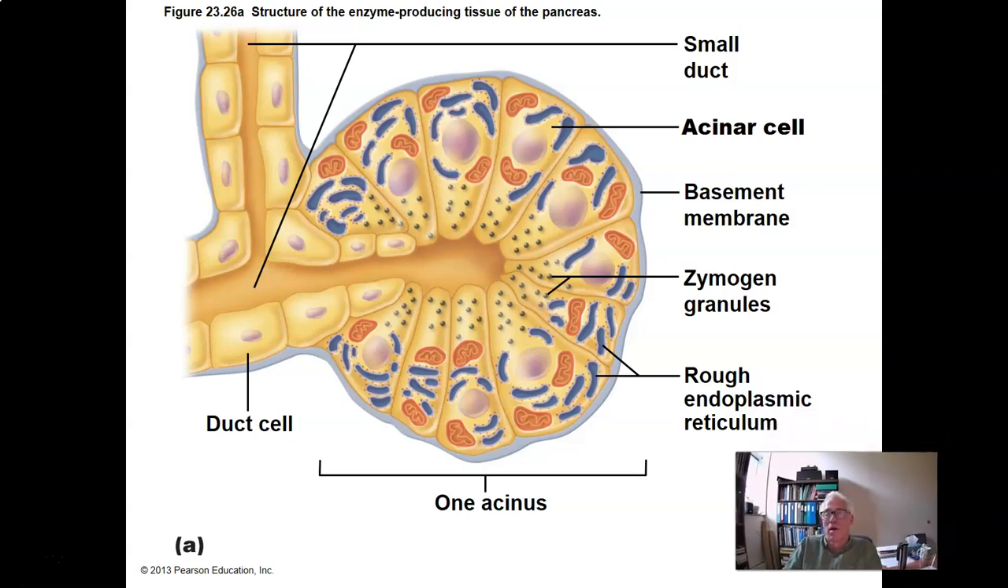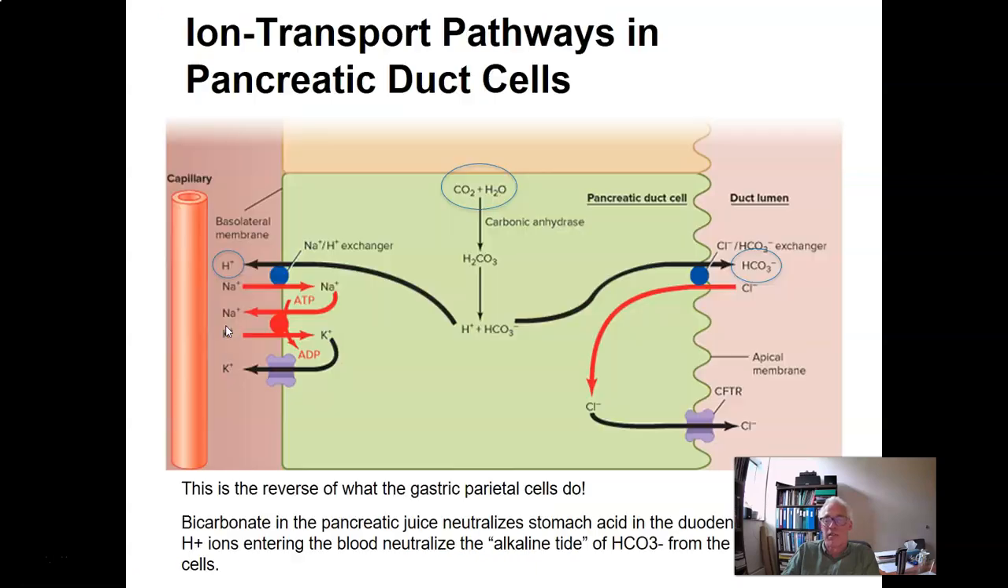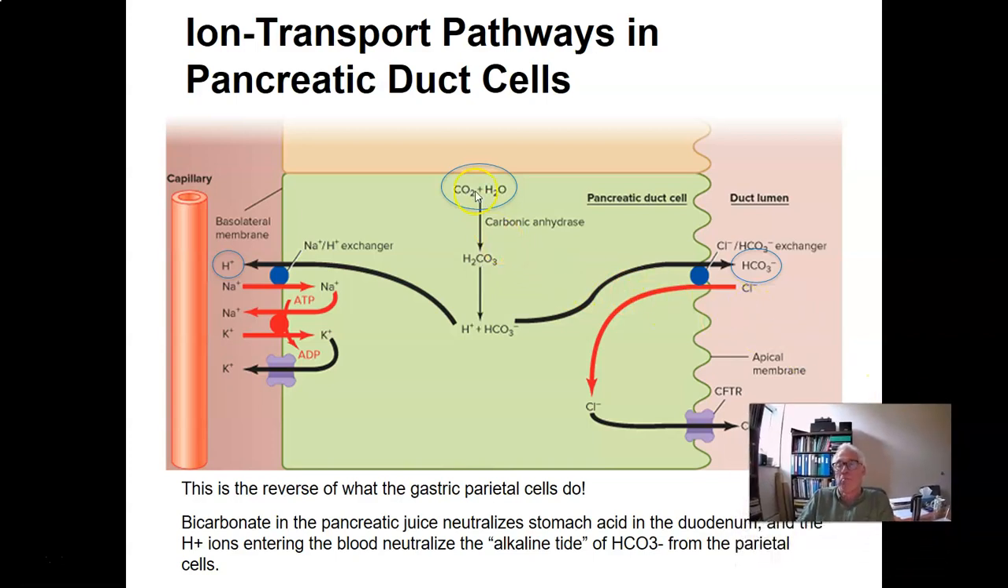Here's a little diagram showing one acinus. An acinus is a secretory unit of exocrine nature. These are all simple columnar epithelial cells that produce the digestive enzymes. Each one of these is called an acinar cell because this is a secretory acinus. Funny kind of sounding terms. The duct cells produce the bicarbonate-rich fluid, and so the CCK activates these acinar cells and secretin activates those duct cells.